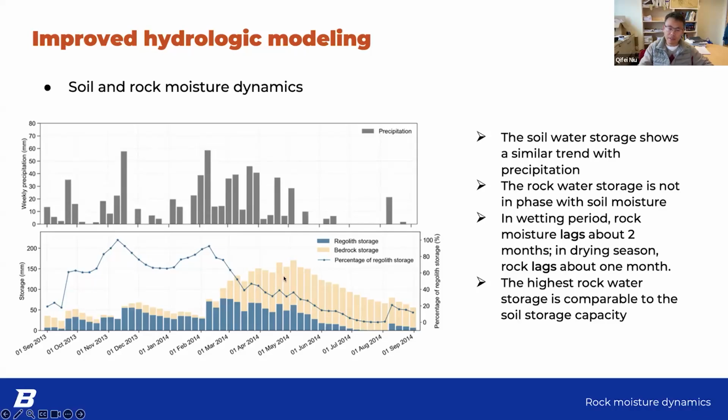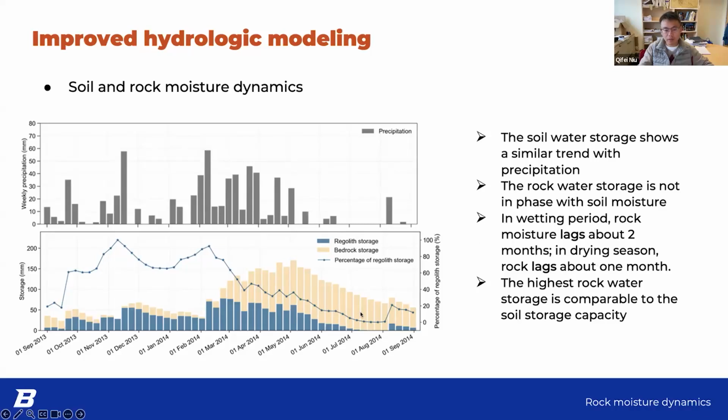Also, you can see the rock moisture is not in phase with soil moisture. When we say in phase, that means, for example, the peak of the soil moisture and the peak of the rock moisture should be at the same time. But in this case, rock moisture peaks around early May or end of May, and the soil moisture peaks in March. That's about a 2 month delay for the rock moisture.